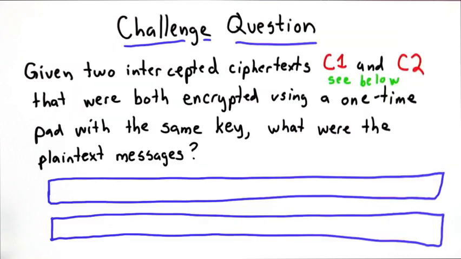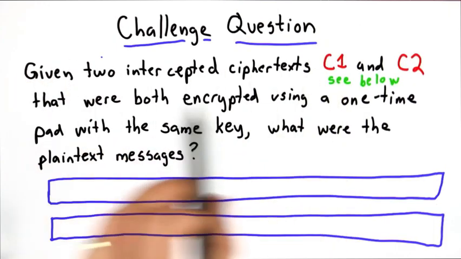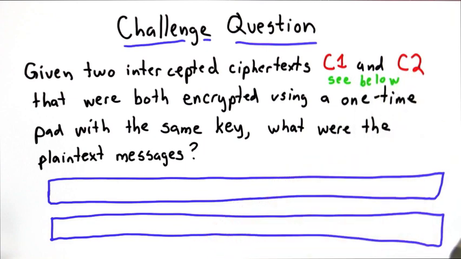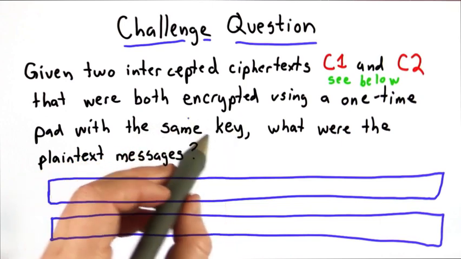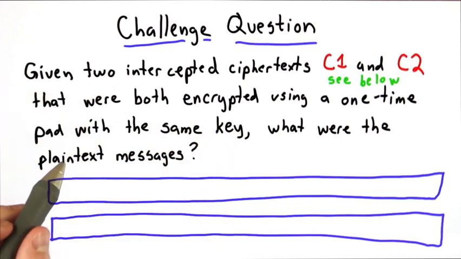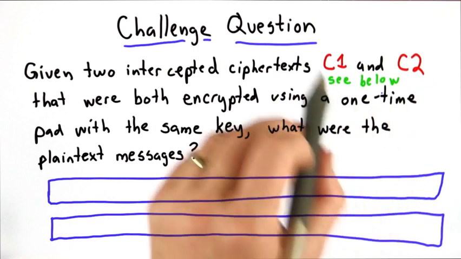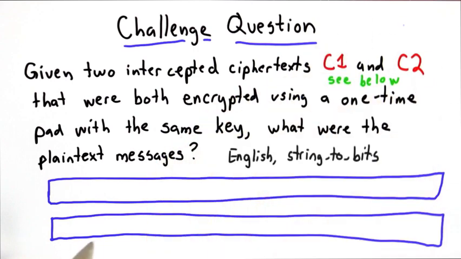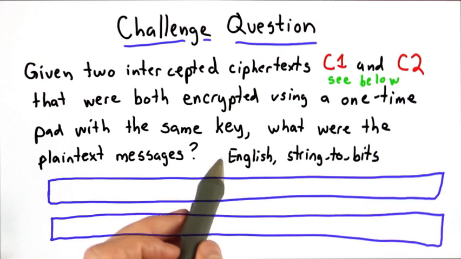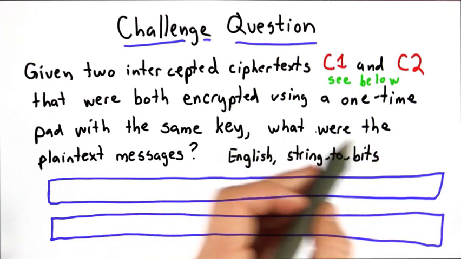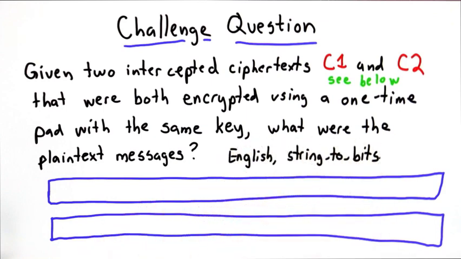The question for the challenge is you're given 2 intercepted ciphertexts, C1 and C2. You can see those both below. And you know that they were both encrypted using a one-time pad using the same key. They're also both messages in standard English. Your goal is to figure out what the 2 plaintext messages were. You can enter these in any order, and it should be clear to you that which one is which can't really be determined. But figure out what the 2 plaintext messages corresponding to the 2 intercepted ciphertexts are. And I should mention that you can assume that both messages are in English and were encoded using string to bits that maps English to sequences of bits.